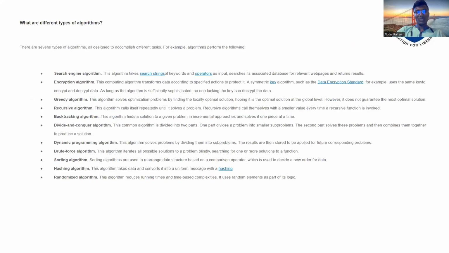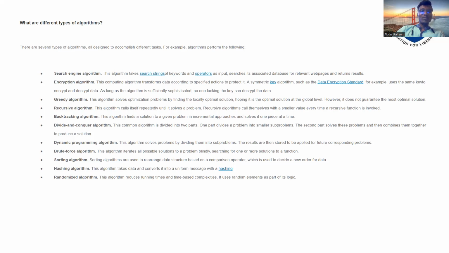What are different types of algorithms? There are several types of algorithms, all designed to accomplish different tasks. For example, search engine algorithm. These algorithms take search strings of keywords and operators as input, search their associated database for relevant web pages, and return the results.